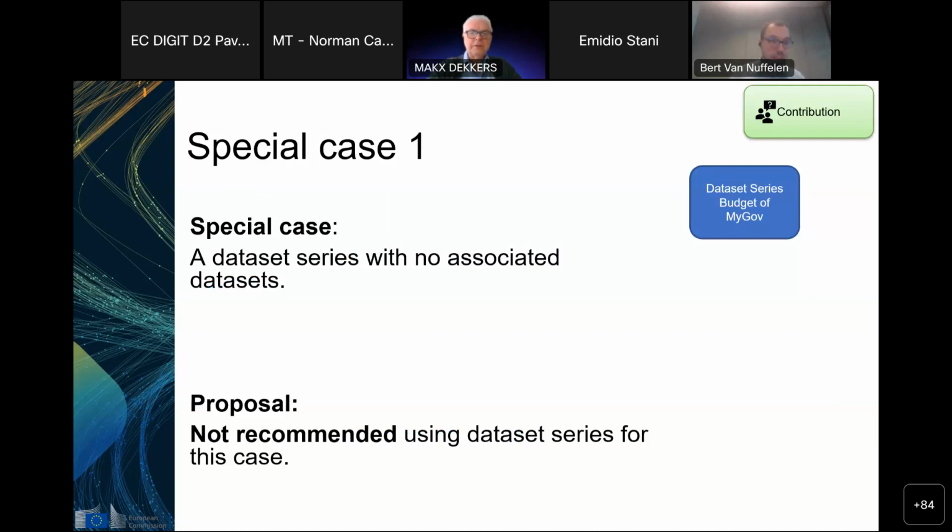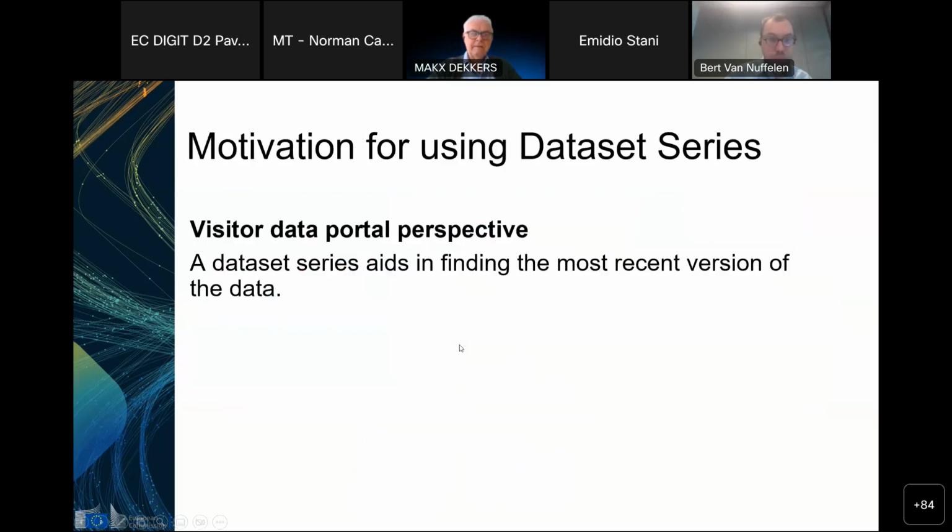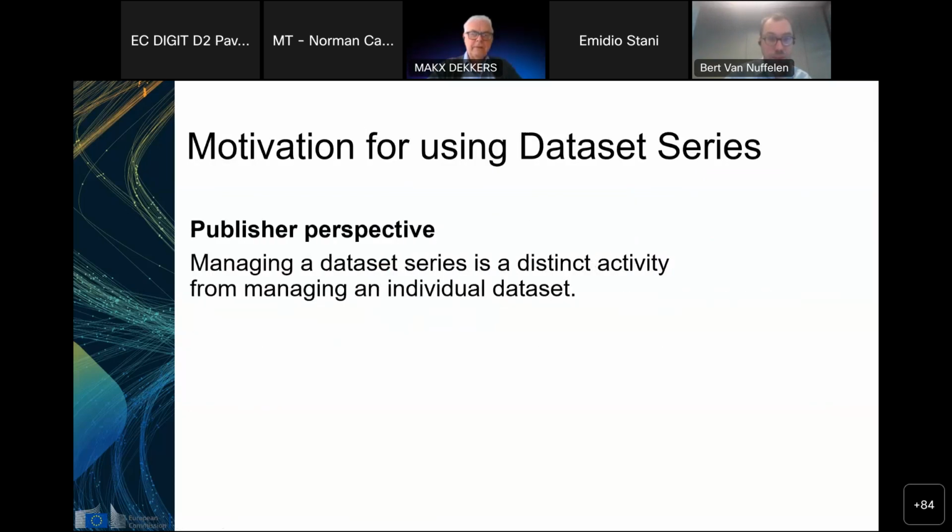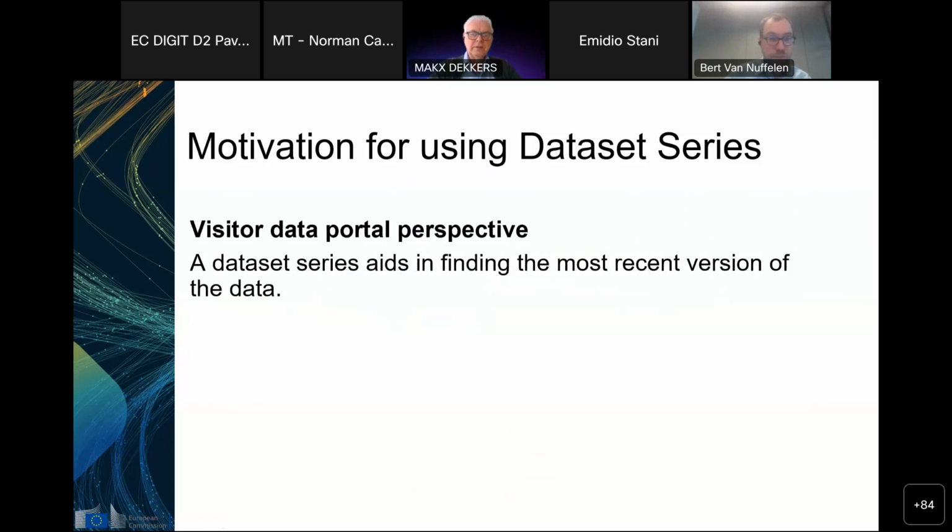There are some questions on your previous slides. There is a question from Matthias. You talk about the most recent version of the data, and I think that's two slides back. Matthias says that sort of implies that the dataset and the series are variants of each other.